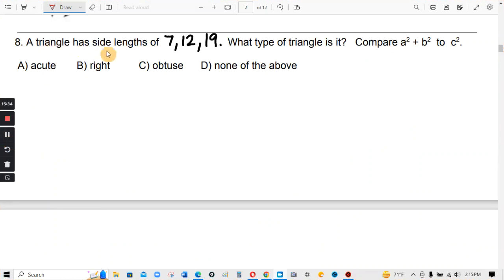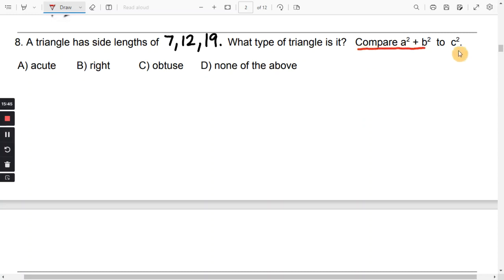A triangle has side lengths of 7, 12, and 19. What type of triangle is it? Acute, right, or obtuse? The hint is to compare a squared plus b squared to c squared. So let's write out a table: a squared plus b squared and c squared. Make like a T table.